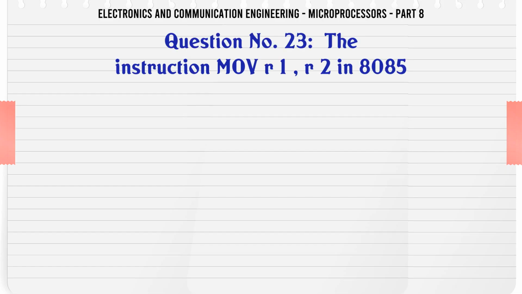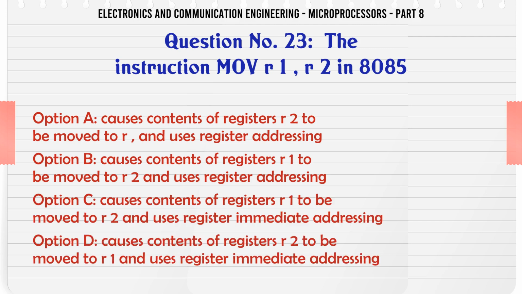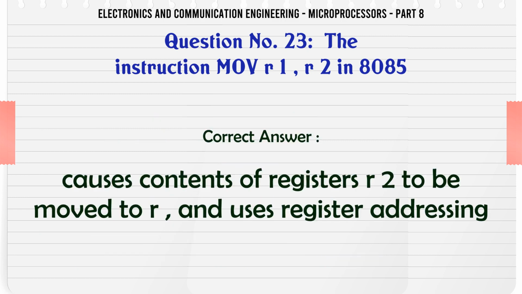The instruction MOV R1 R2 in 8085: A, causes contents of register R2 to be moved to R1 and uses register addressing. B, causes contents of register R1 to be moved to R2 and uses register addressing. C, causes contents of register R1 to be moved to R2 and uses register immediate addressing. D, causes contents of register R2 to be moved to R1 and uses register immediate addressing. The correct answer is A, causes contents of register R2 to be moved to R1 and uses register addressing.